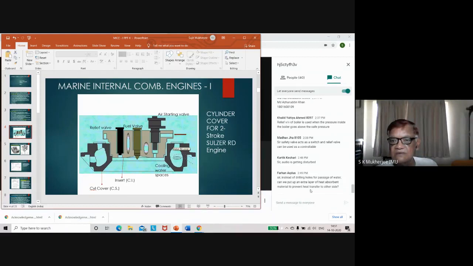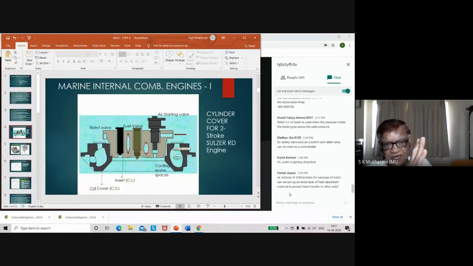Paran, what are you saying? Sir, instead of drilling holes for passage of water, can we put up an extra layer of heat absorbent material? What heat absorbent material are you going to put? And after that material absorbs the heat, where is the heat going to go? It is only going to get hotter and hotter and hotter.